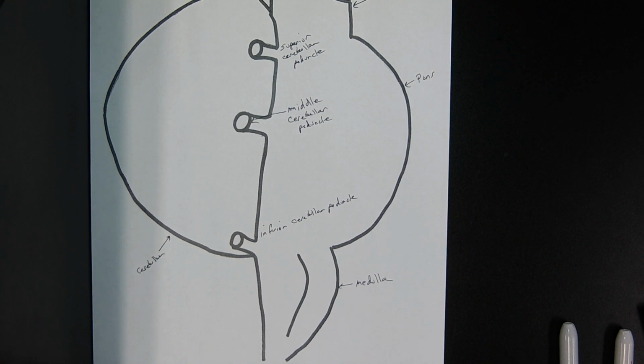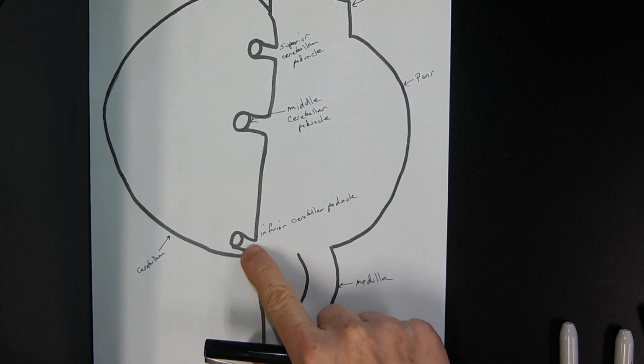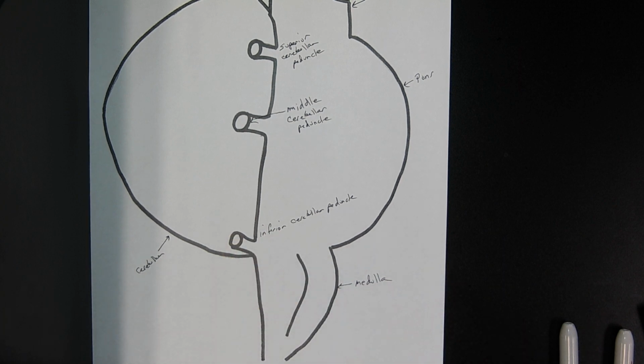And we're going to see that the majority of the afferent information coming in from the environment into the cerebellum is going to enter in through this inferior cerebellar peduncle. We're going to see that here in a minute when we look at specific pathways. Not all information, but the majority of it is going to come in through your inferior cerebellar peduncle.